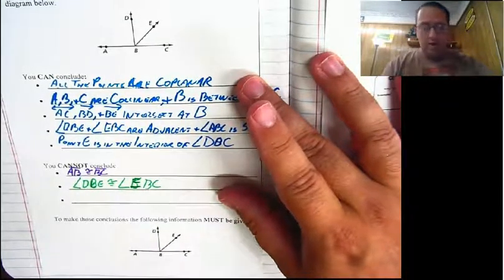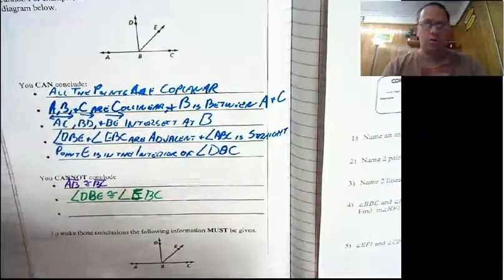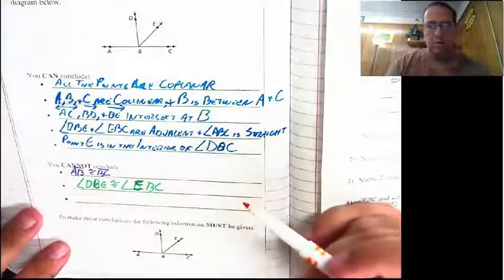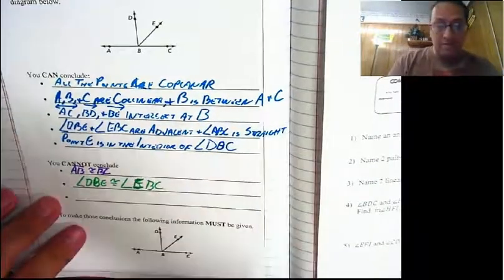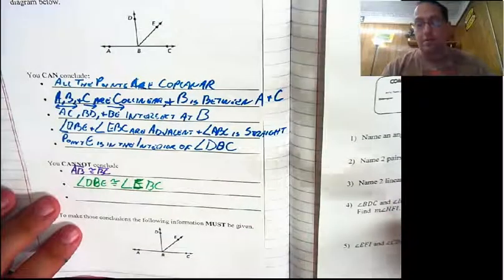All right, and the last thing on here that looks like it might be true, but we really don't know, we cannot conclude that angle ABD is a right angle. It looks like a right angle, looks pretty close, but it might be an 89-degree angle or a 90.5 degree angle.